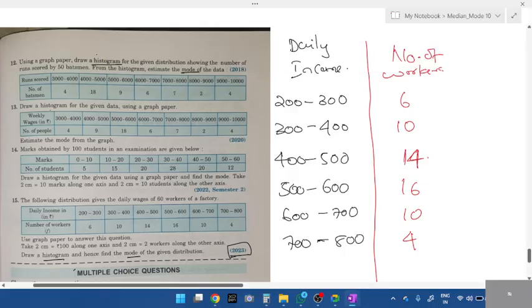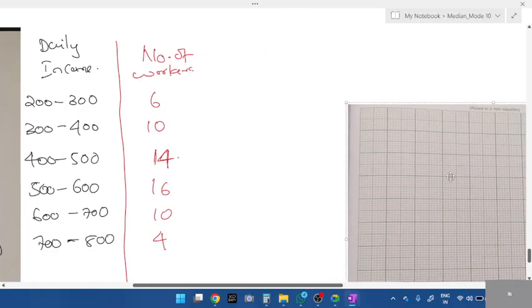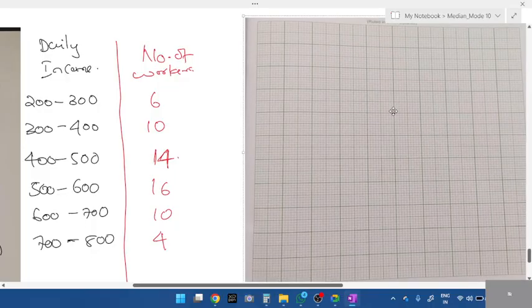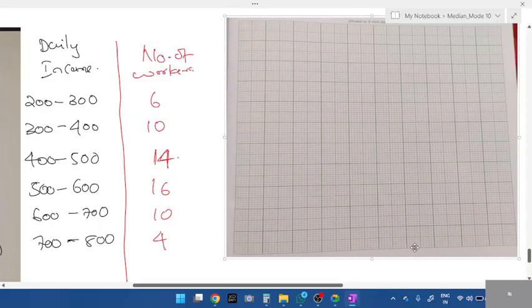Next, look at the question. Have they mentioned any scale? Do we need to use any scale in the graph? Read the question and tell me, students, what scale they have told us to use. 2 centimeters equals 100 on one axis, and on the other axis, 2 centimeters equals 2 workers. I'll explain that. First, write this table. Remember, students, for mode we don't need cumulative frequency. Write this table. All of you write it.